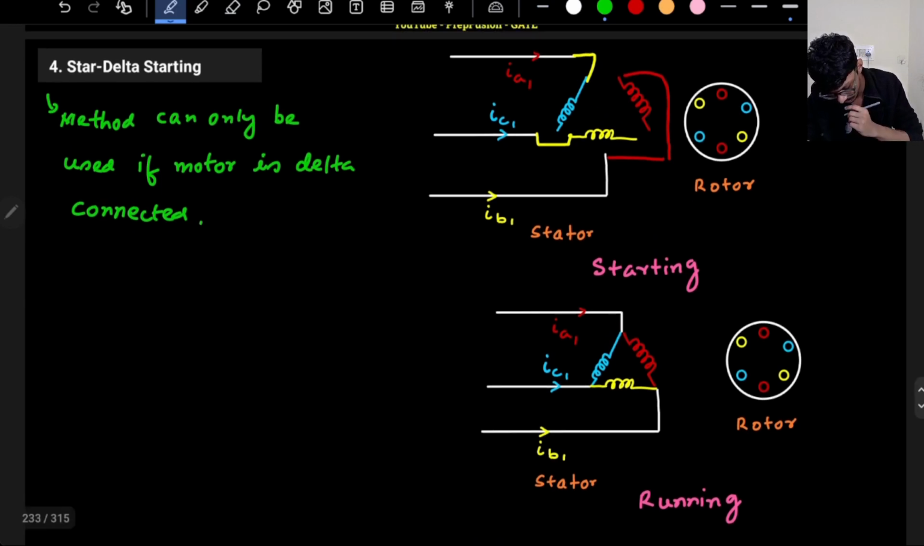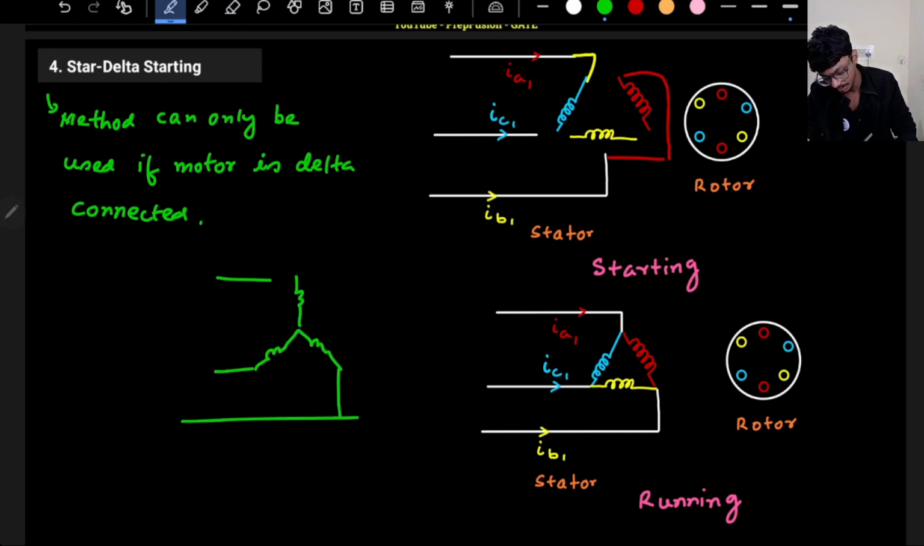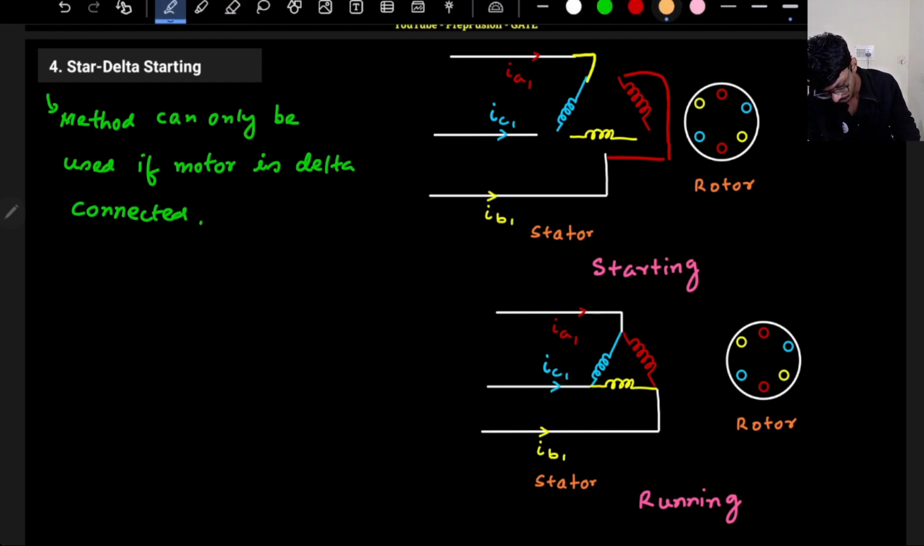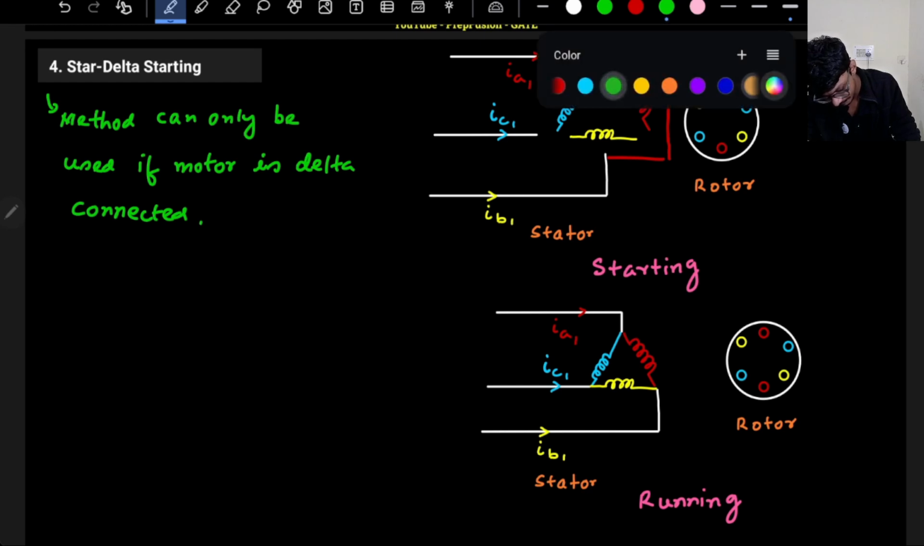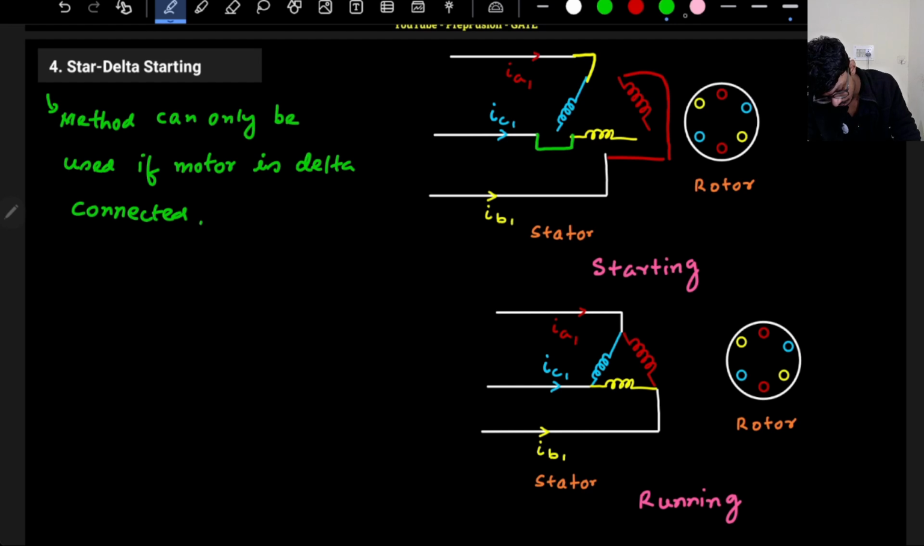How will I pictorially represent it in a better manner? Basically in star, how are the windings connected? There is one common point and the rest of the 3 points go to the supply. That is what I am trying to replicate over here. So there will be a common point, and these points will go to the supply, and the rest of the points can be common. So these points are common and the rest are supply.